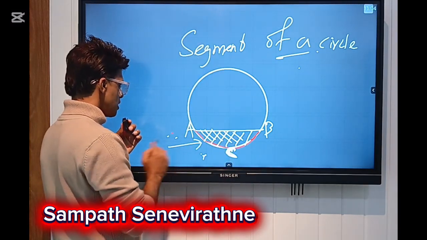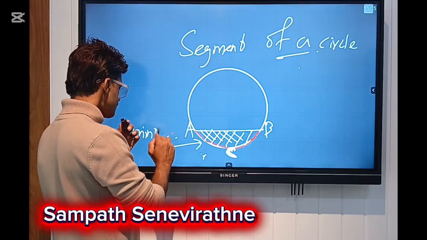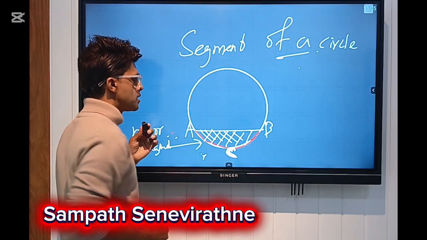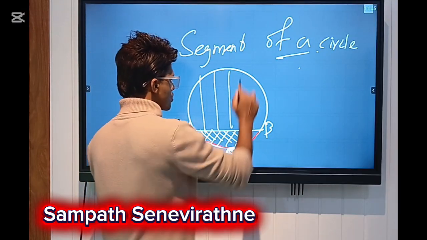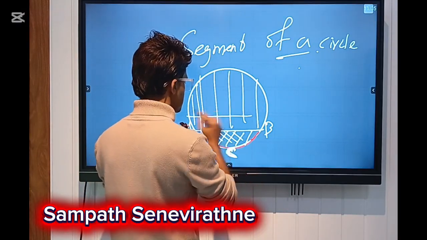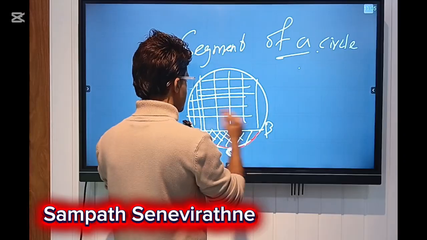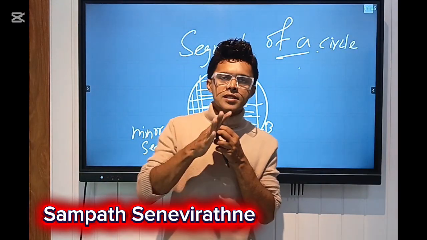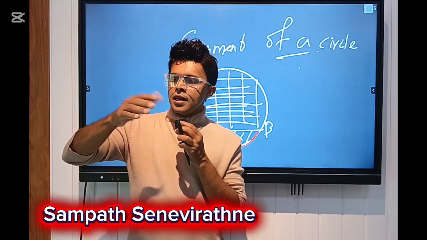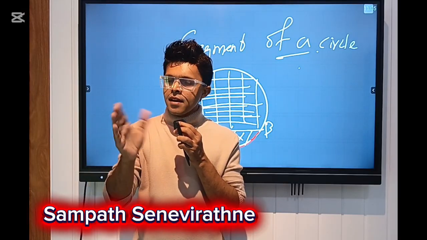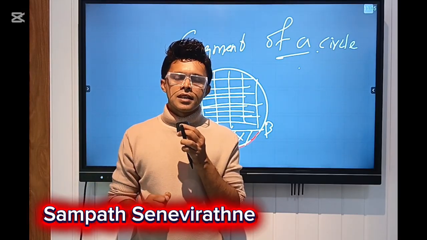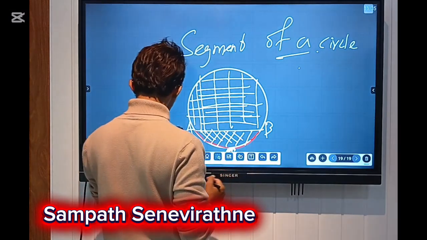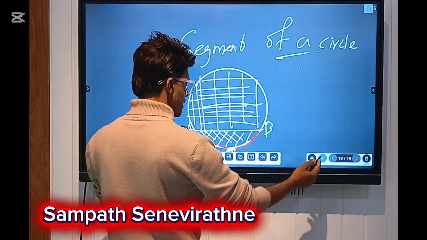Minor segment. If this is a minor segment, then this could be the major segment. Okay, so a segment is a region which you could find bounded by an arc and a chord. That's a segment. So there are two types of segments, minor segment and major segment.